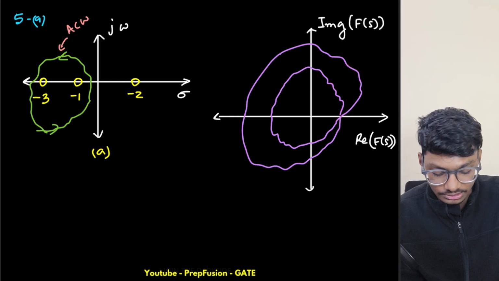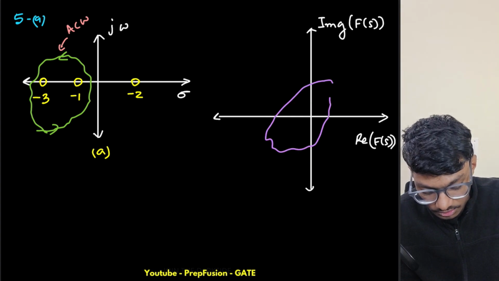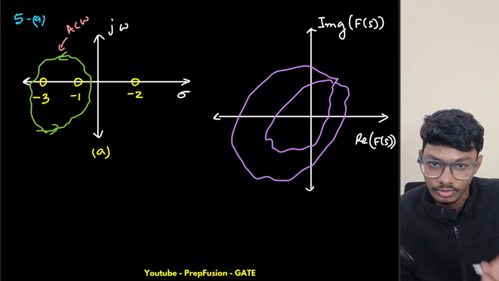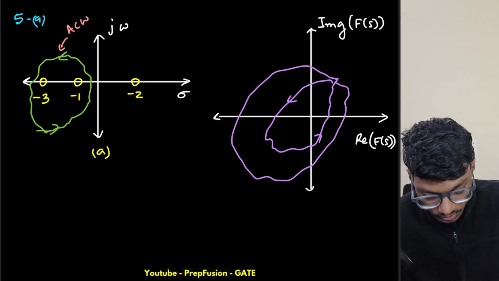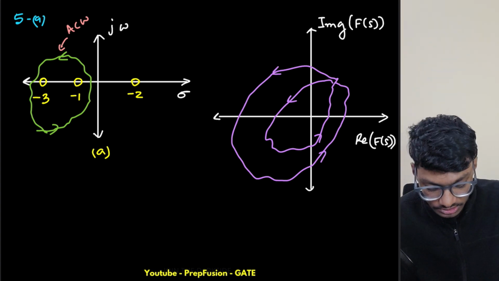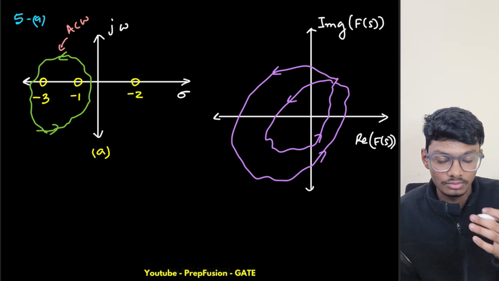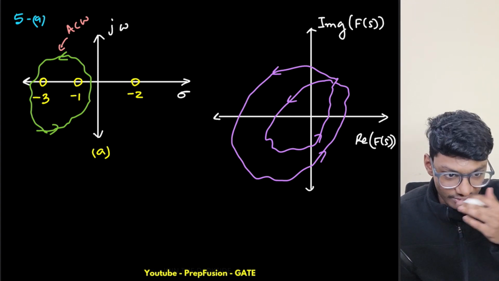They may intersect here. I don't know the exact plot, and we don't even care about that. That is the beauty of this. The direction will be anti-clockwise. What is important that we care about is the encirclement, and why, we'll understand in the next lecture. So this is just a bit of the theory building part.